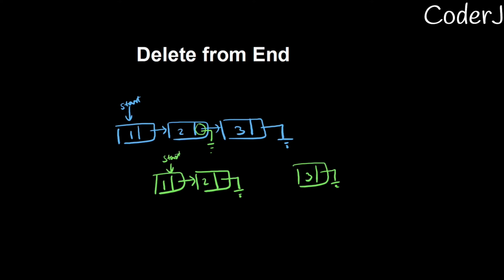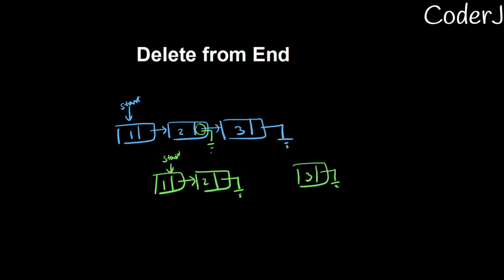So what are we going to do in this step? You reach the second last node, right? Not the last, but the second last node, and then you make it point to null. It doesn't matter what address it was carrying before, because we are supposed to delete that node. So you just make it point to null, and yeah, that is done. This is deletion from end.